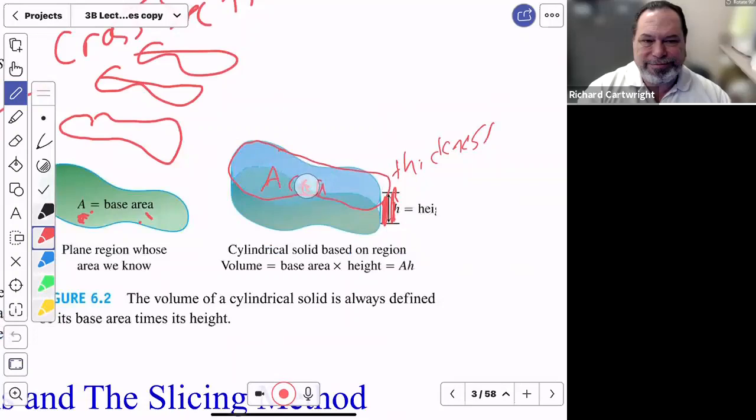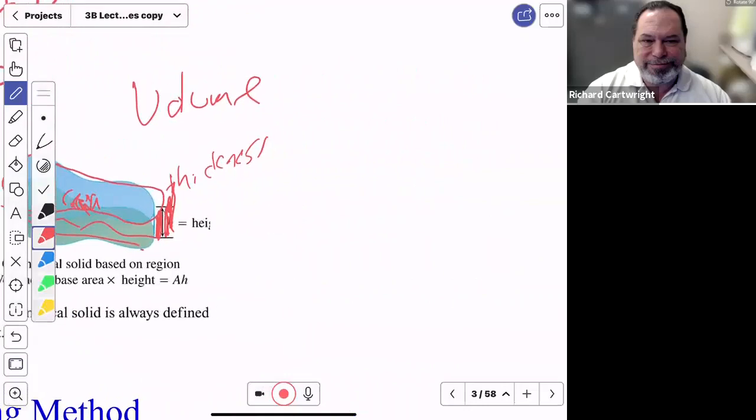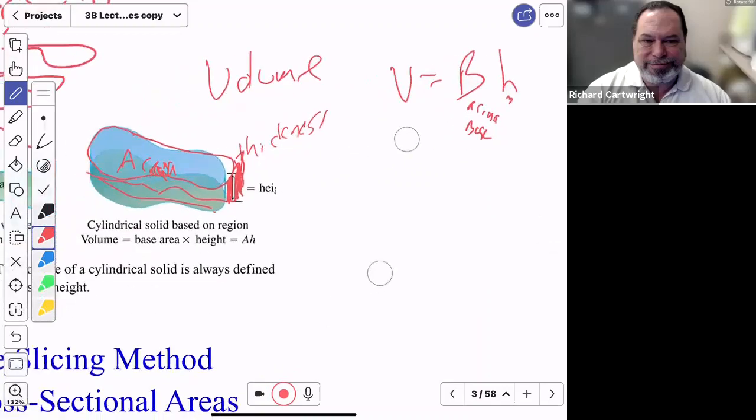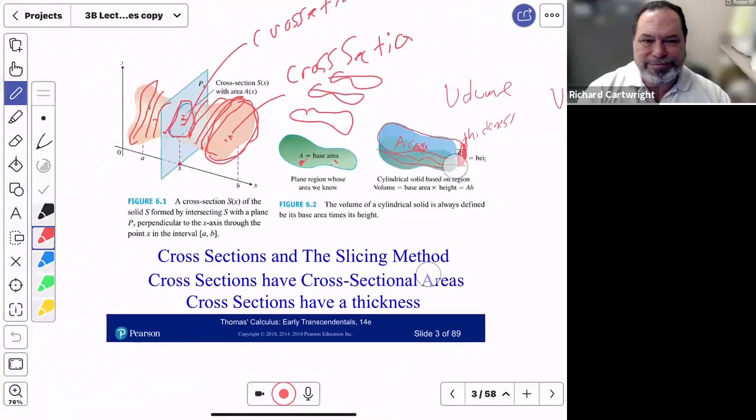And if you take the area of the base, because each of these is the same all the way down to this piece here, you take the area of this times its thickness, that gives you the volume of one slice. Because you learned a long time ago that for a three-dimensional object, volume is always the area of the base times the height. That stood for area. Area of the base. That's the height. That's the thickness. So that's what this cross-sectional area is all about.